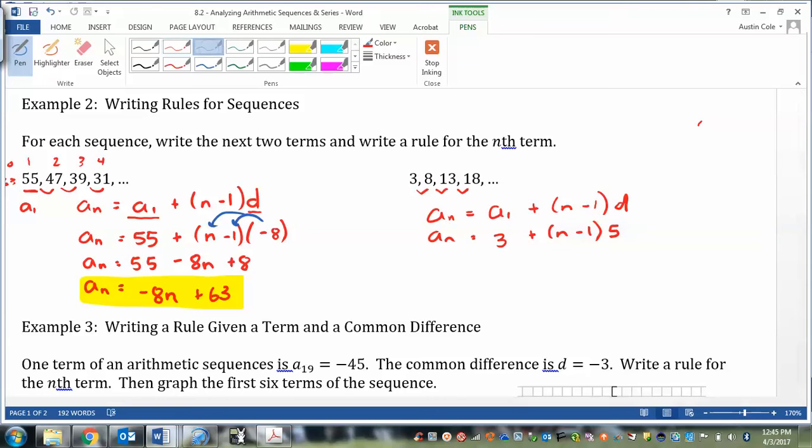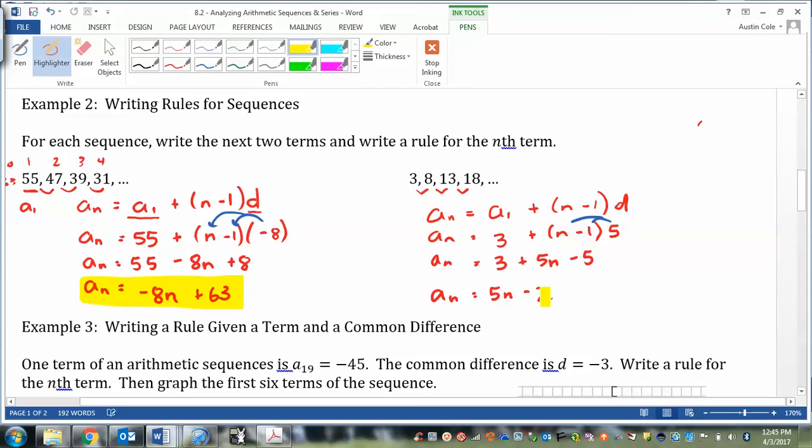I'm going to distribute my 5. So here I'm going to get 3 plus 5n minus 5. And then a sub n is going to equal 5n minus 2. Questions there?